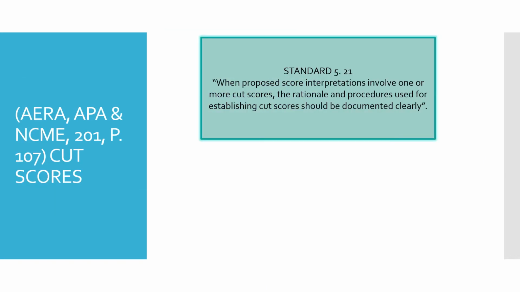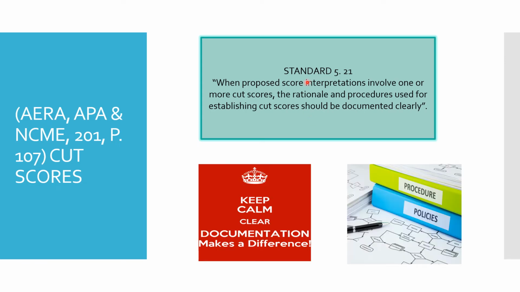So the standards point out, standard 5.21 says, when proposed score interpretations involve one or more cut scores, the rationale and procedures used for establishing cut scores should be documented clearly. So you must document how the cut score was established, as I said before, for defensibility and validity. What is the role that the cut score plays in this whole process? In test development, using the cut score to classify examinees into performance level descriptors.